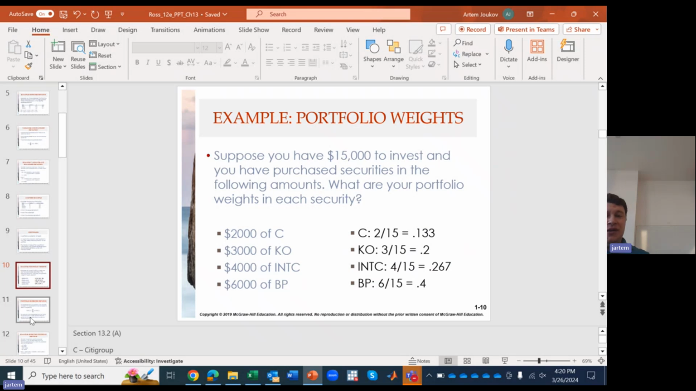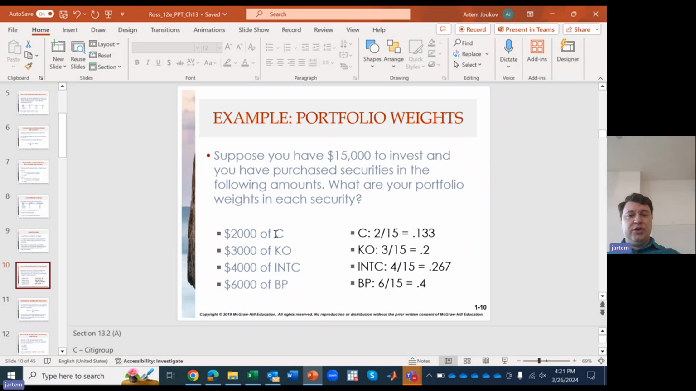So let's take a look at portfolio weights. This should be familiar if any of you trade or even engage in paper trading, where you don't trade real money, but you play around on the stock market to see how you would do. So here you've got these portfolio weights. Let's say you had $15,000 to invest, and then this is what you chose.